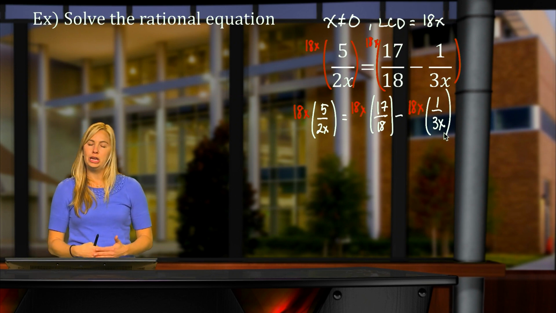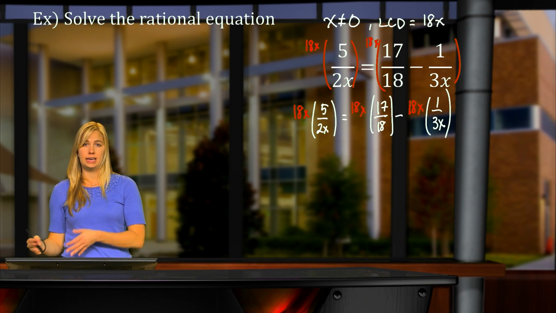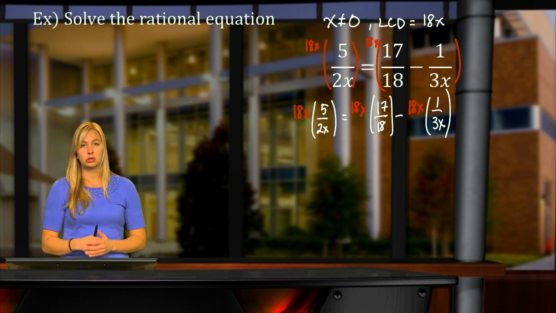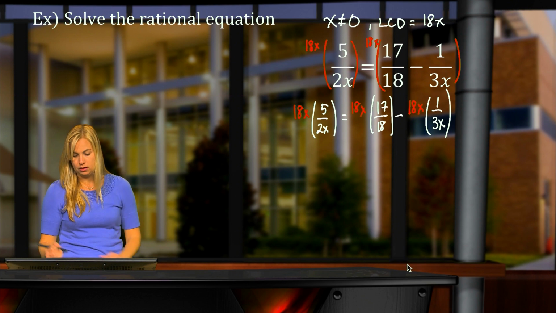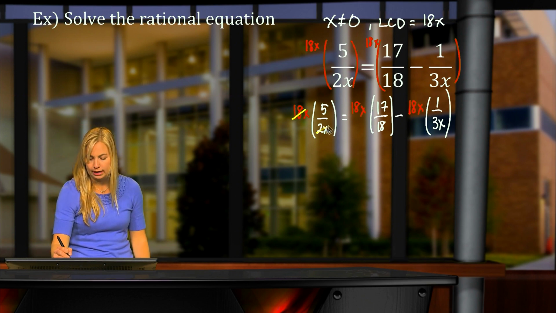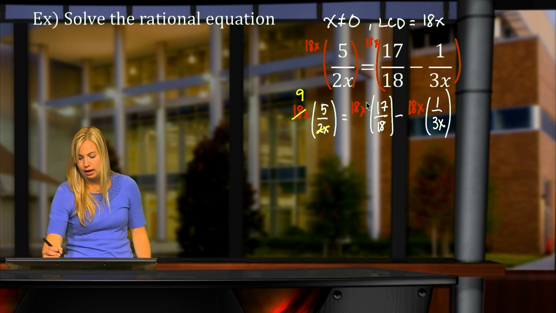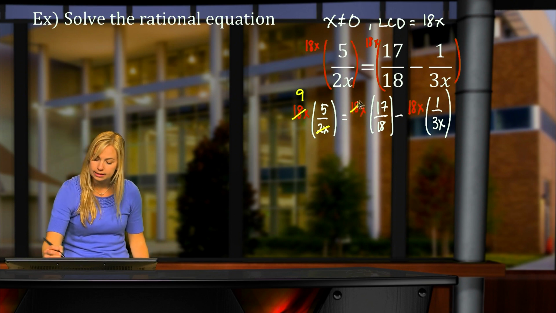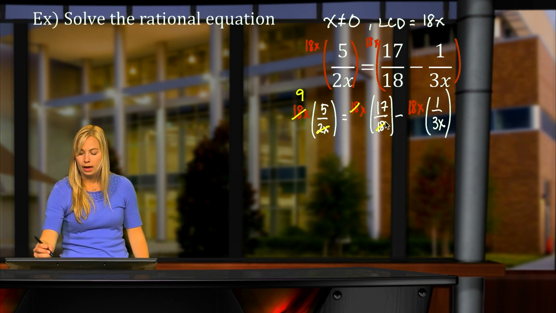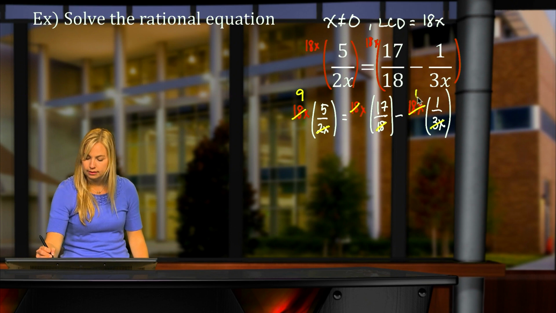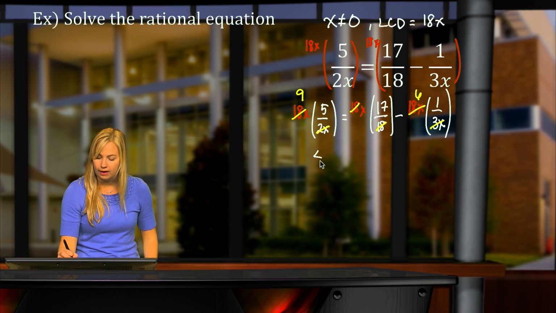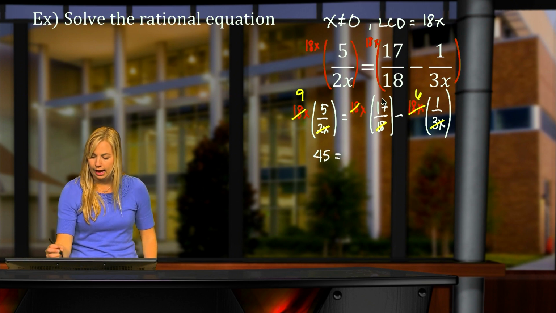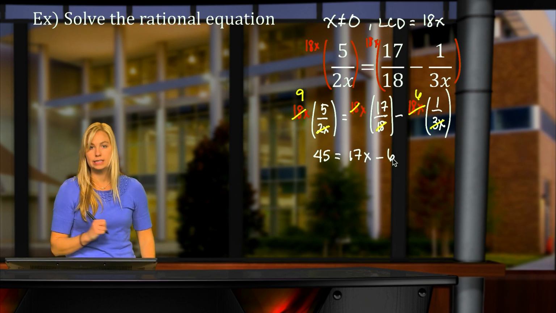Again, here I'm showing you that step of distributing the LCD to every single term. It makes it easier when you're simplifying each of your fractions. 18x divided by 2x is 9. 18x divided by 18 is just x, so the 18's go away. 18x divided by 3x is 6. So what do we have left? 9 times 5 is 45 equals x times 17, or 17x, minus 6 times 1, which is 6.